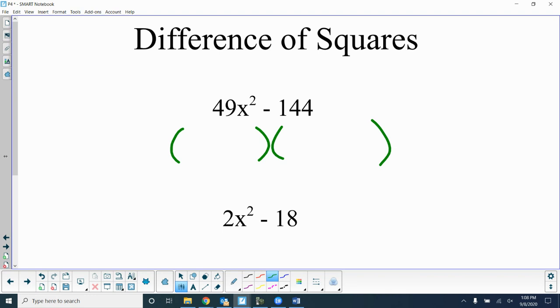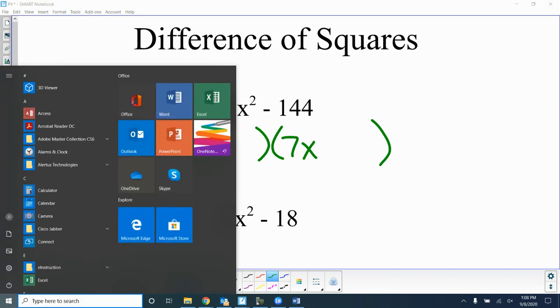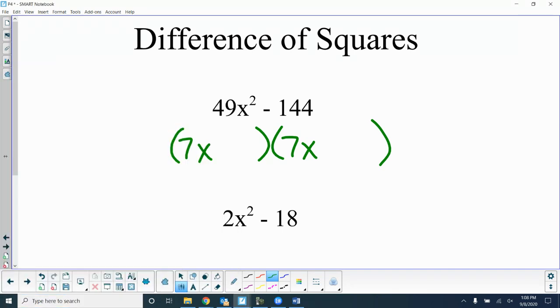What's the square root of 49x squared? 7x. That goes in the front of both. What's the square root of 144? 12. That goes in the back of both. And then one's addition and one's subtraction. Doesn't matter which one's which. Just one of each. If I FOIL those, I'll get the 49x squared minus 144. Because the outside is negative 84x, the inside is positive 84x, and what happens to it? What's a negative 84x plus 84x? Nothing, right? 0? It's not there.